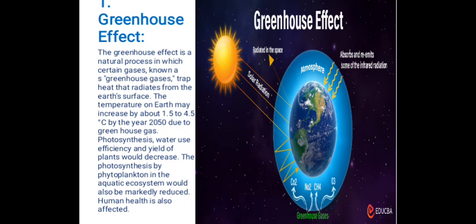Photosynthesis, water use efficiency, and yield of plants will decrease. The photosynthesis by phytoplanktons in the aquatic ecosystem will also be markedly reduced. Human health is also affected. From the picture, you can see the gases responsible for the greenhouse effect: carbon dioxide, nitrous oxide, methane, and the triatomic oxygen, or the ozone.